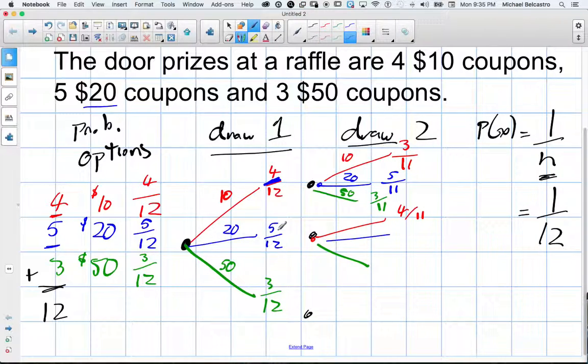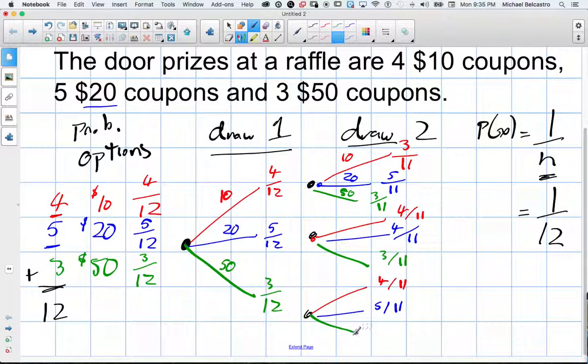There are actually only 4 more 20s because we chose one at the beginning in our first draw. So now there's only 4 in 11. And we didn't choose any of the 50s, so there are still 3, but again, only 11 tickets to draw from. And then in the final third of the tree diagram, there's still 4 options out of 11, because we did a $50 ticket first.